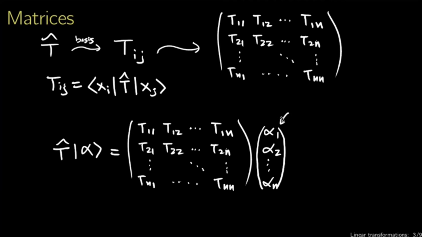So treating the vector in our basis as a column matrix, we can do this matrix vector product, this matrix product. And what you end up with is the representation of T hat acting on alpha in this basis. So these matrix vector products will be a useful way of manipulating vectors and matrices as they represent transformations and states in quantum mechanics.